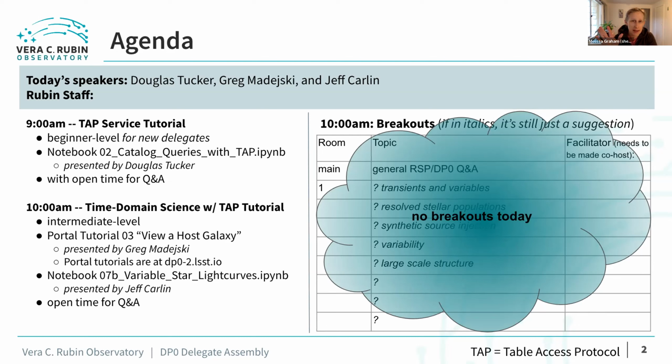If you're an experienced TAP user, you might want to skip notebook 2, skip the beginner level one if you've been working with us in DP0.1. But of course, everyone is welcome to stay for both, for the full 2 hours or just one of the hours. As always with the delegate assemblies, there's a bunch of Rubin staff here today.